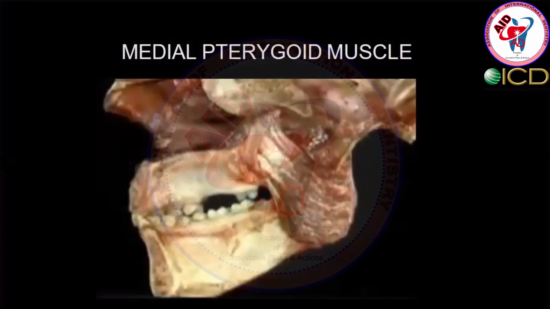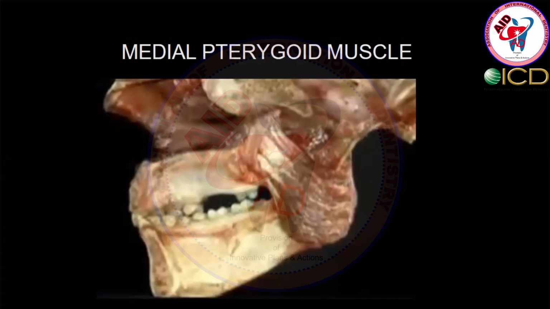The accessory muscles of mastication are the mylohyoid, geniohyoid, and the genioglossus. They are basically the helping muscles, and they are not directly related to the movement of the temporomandibular joint, but indirectly they give the pulling movement.